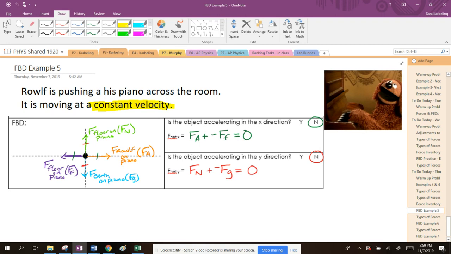Just to remind you of where we were, we said that the piano was moving at a constant velocity, and because it was a constant velocity, the object was not accelerating in the y direction. As a result, we needed some force acting against the applied force, something that was causing it to not accelerate. We called that the force of friction, and then you had to leave.